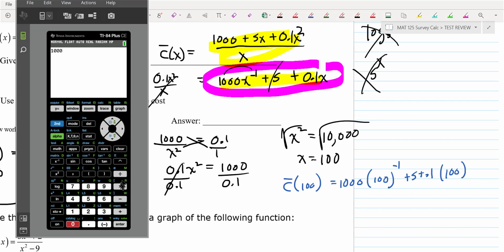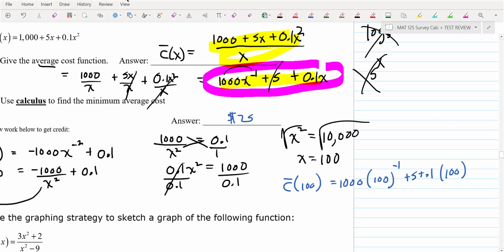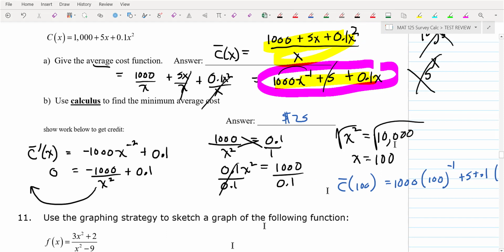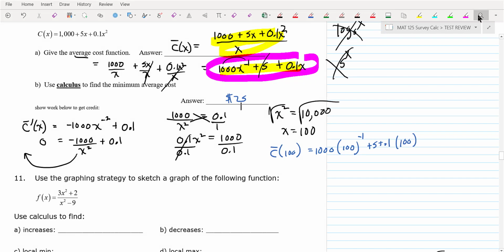So I can just go like this, 1,000 times 100 to the negative 1. You can do it this way if you want to. And then plus 5, and then plus 0.1 times 100. Okay, $25. This is the same problem that was on test 3. So it's $25 the answer, not 100. You got to pay attention to little details like that. All right, so that's minimum average cost. You want to make sure you know how to do that.